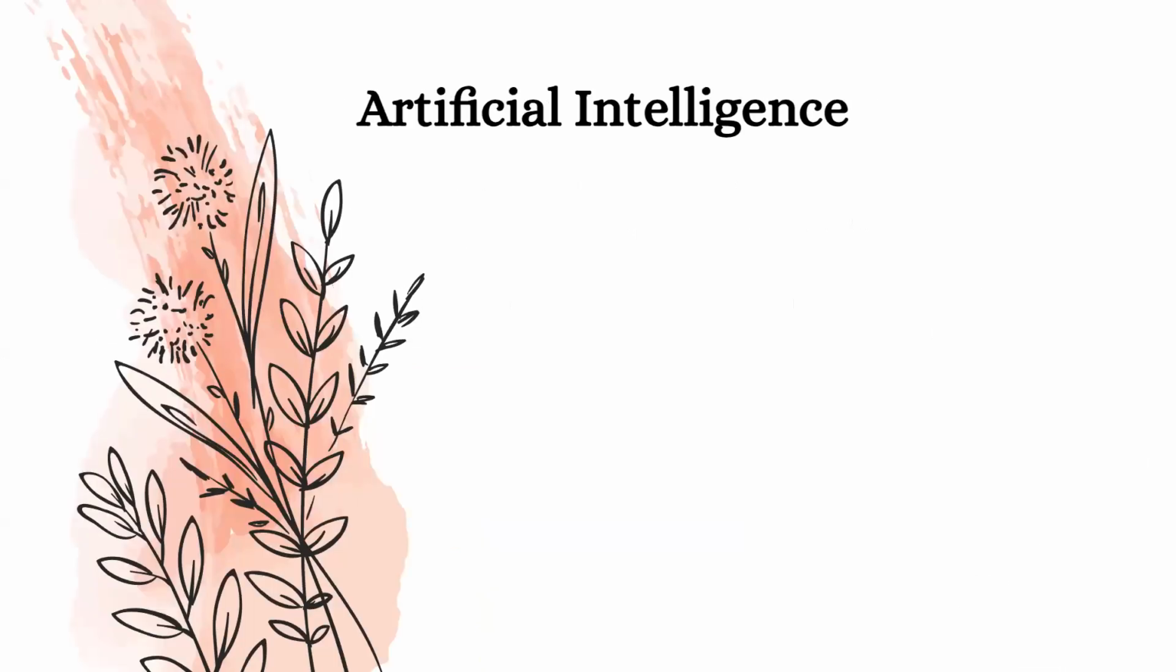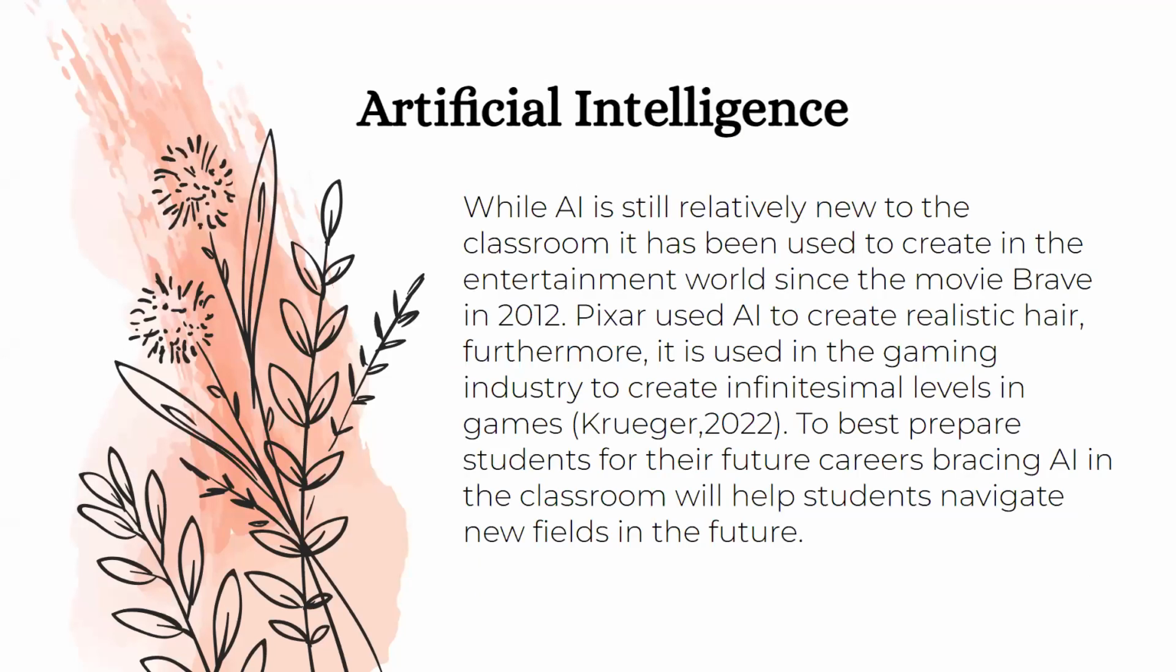The last one is artificial intelligence, and this is a really big one. However, I found out that while AI is still relatively new to the classroom, it's actually been used to create in the entertainment world since the movie Brave, which came out in 2012. Pixar used AI to create realistic hair, especially looking at Merida. Furthermore, it is used in the gaming industry to create infinite levels of games to best prepare students for their future careers. Embracing AI in the classroom will help students navigate new fields in the future.